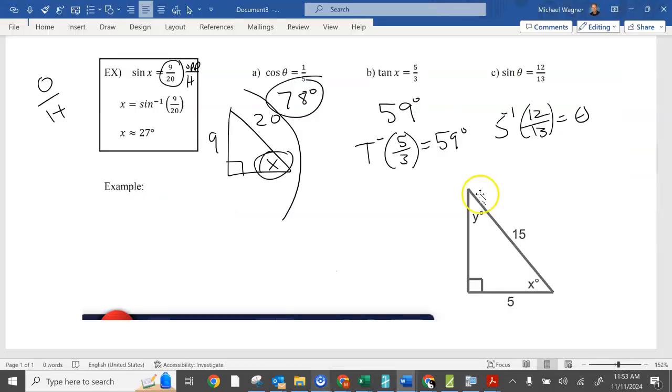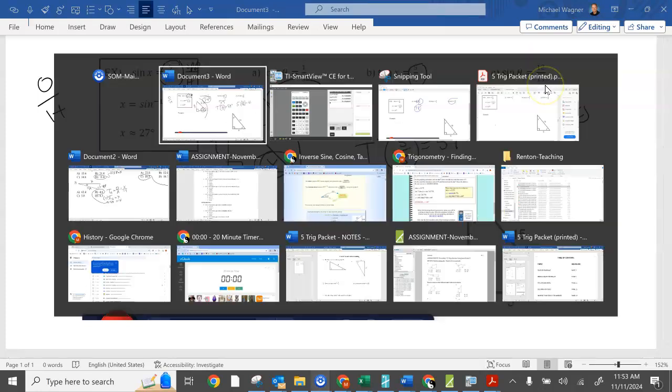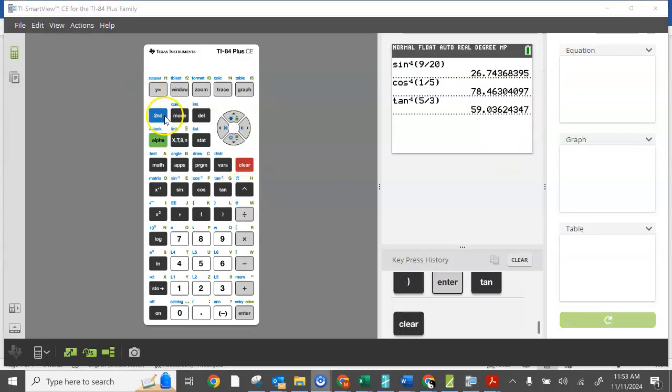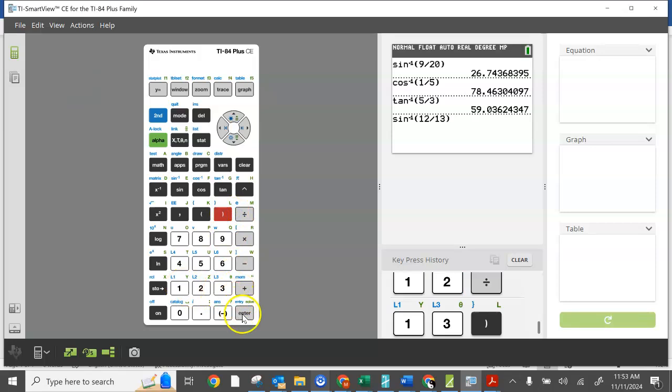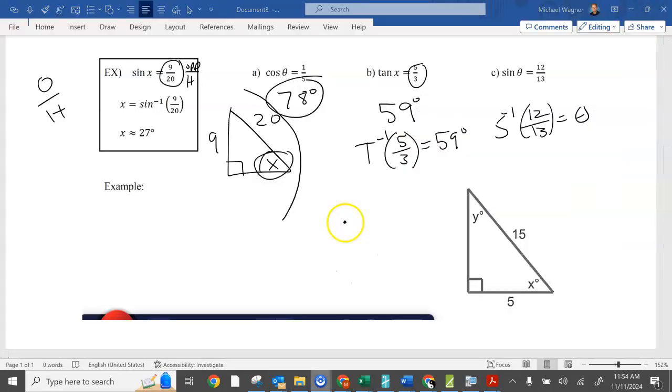Okay, I did tan negative 1, 5 over 3 from up here, right? And I ended up getting 59 degrees. Now I'm going to do sine negative 1, 12 over 13. Let's see what we get there. So second sine 12 divided by 13, enter, and I get 67 for this one, okay? All right, so that's how you do it.